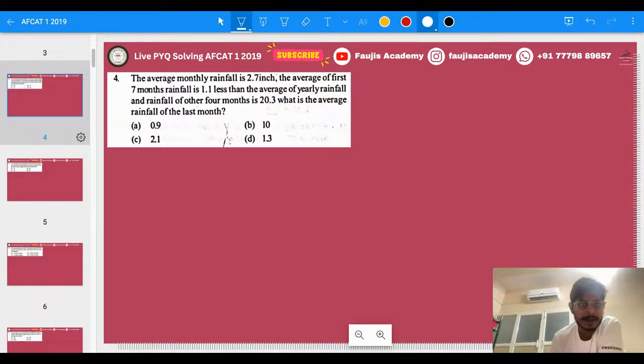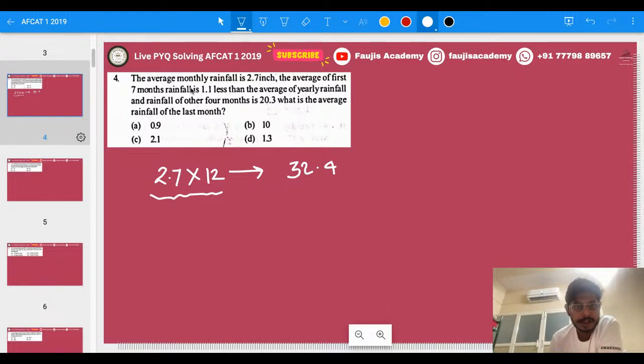So the average monthly rainfall is 2.7 inches. The 2.7 is the monthly rainfall, right? So average monthly rainfall means for the whole entire year, how much rainfall must have happened, right? 2.7 times 12 is 32.4. Always correct me in case I make any mistake.